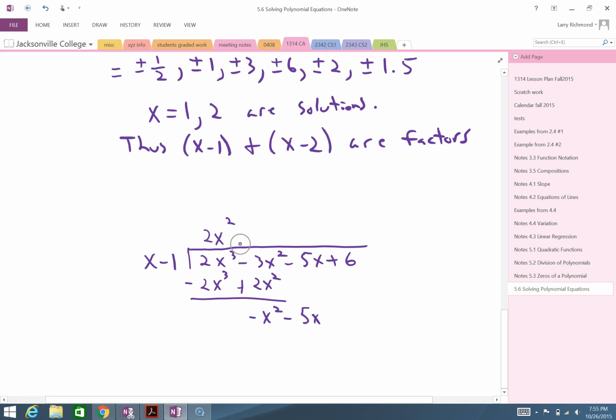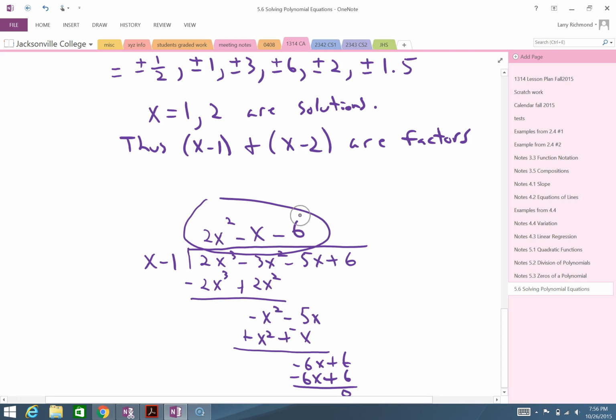X goes into negative x squared, negative x times. Negative x times x is a negative x squared. Negative times negative is a plus x. Change, negative 5x and negative 1x is negative 6x. Bringing down my plus 6. X goes into negative 6x, minus 6 times. Negative 6 times x is a negative 6x. Negative times negative is a plus, and you can see that does indeed give a remainder of 0. So this is my other factor.